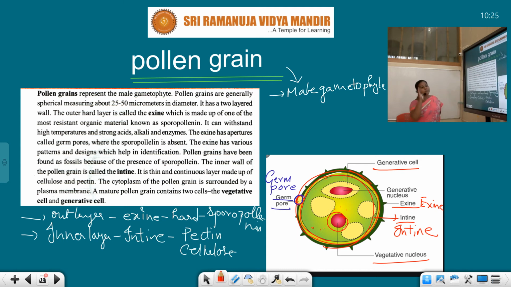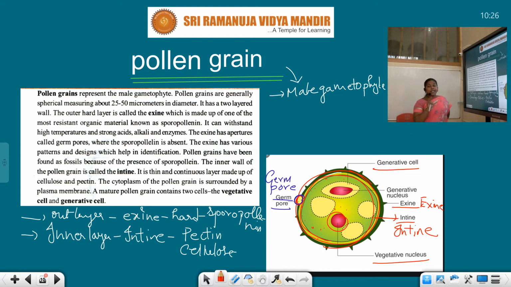The inner layer is known as intine. It is smooth when compared to the outer one. It is constructed of cellulose as well as pectin. These are the structural components of our intine. And our pollen grain is made up of cytoplasm. This cytoplasm is surrounded by the plasma membrane.